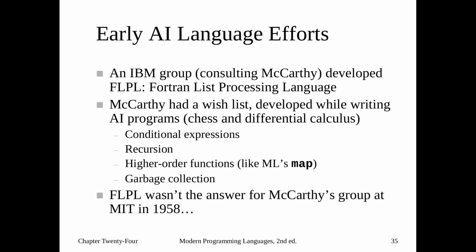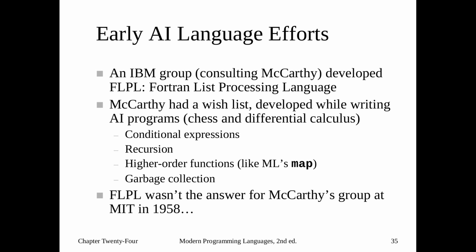So there was an IBM group consulting McCarthy, and they developed another language which is based on Fortran. It's called the Fortran List Processing Language. And so McCarthy had his own wish list. He developed it while he was writing a whole bunch of different AI programs, including chess and differential calculus and all these different things. What he said was he wanted something that had the ability to do conditional expressions, the ability to have recursion, as well as higher order functions like ML's map, which you'll learn about when we talk about ML. But he also wanted garbage collection: the ability to clean up memory as needed while the code is actually running.